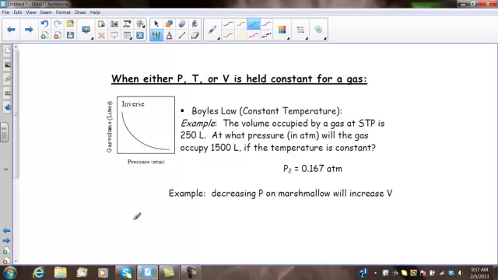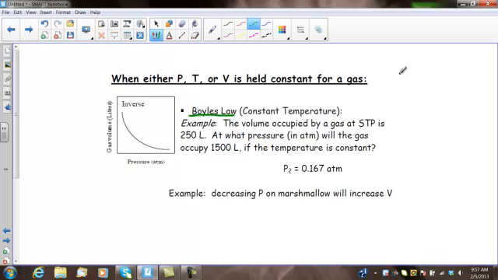Okay, let's look in more detail at when something is held constant, when either P, T, or V is held constant for a gas. So the first thing we're going to look at is Boyle's law. Boyle's law is when I have a constant temperature. So, example: the volume occupied by a gas at STP is 250 liters. At what pressure in atmospheres will the gas occupy 1,500 liters if the temperature is constant?